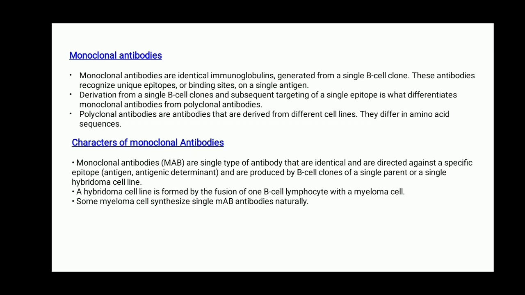Characters of monoclonal antibodies. Monoclonal antibodies or MAB are a single type of antibody that are identical and are directed against a specific epitope, that is antigen or antigenic determinant, and are produced by a B cell clone of a single parent or a single hybridoma cell line. A hybridoma cell line is formed by the fusion of one B cell lymphocyte with a myeloma cell. Some myeloma cells synthesize single MAB antibodies naturally.